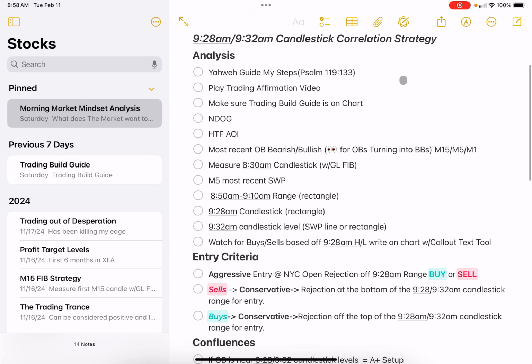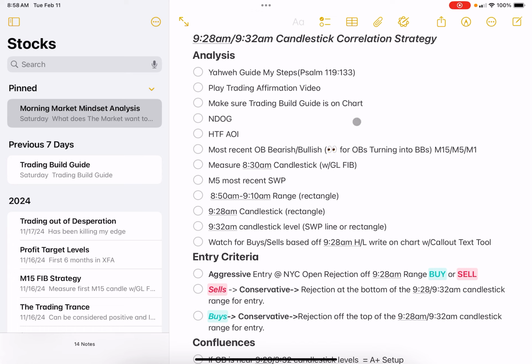I say this to myself: Yahweh, guide my steps so that I may not be overcome with evil. That's Psalms 119:133. I play an affirmation video, it's like a voice. I'll play that, you'll hear it.